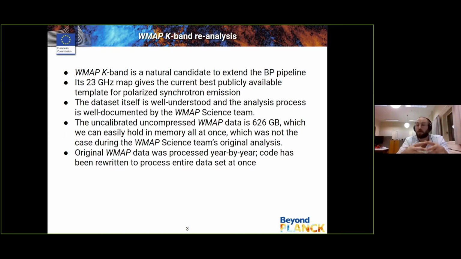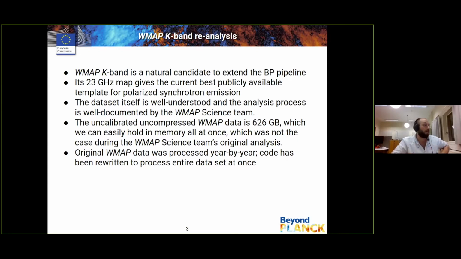So it's about 626 gigabytes for the entire WMAP data set, and about 80 gigabytes on disk for the K-band alone. So this is a volume that's really not difficult to process on a small cluster like the one at University of Oslo. And so on the last point alone, just being able to handle the data volume, that would improve the WMAP analysis without modifying the algorithmic pipeline at all.